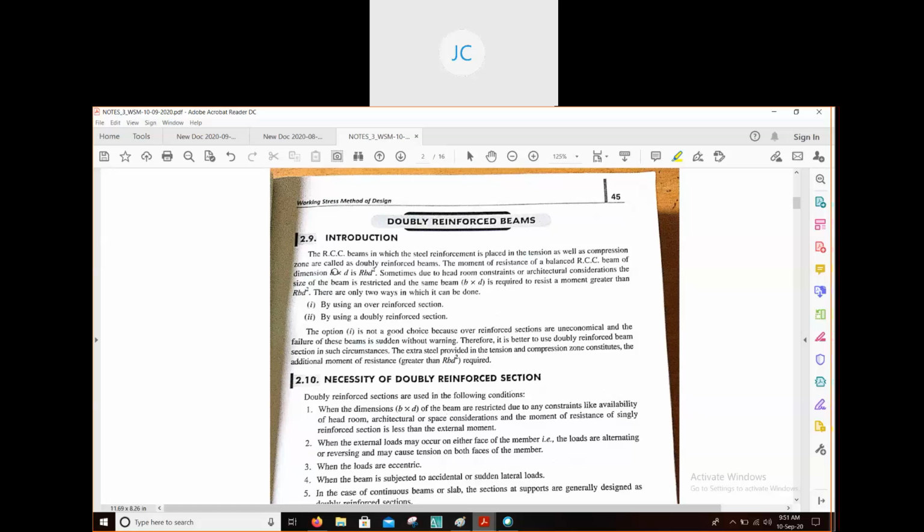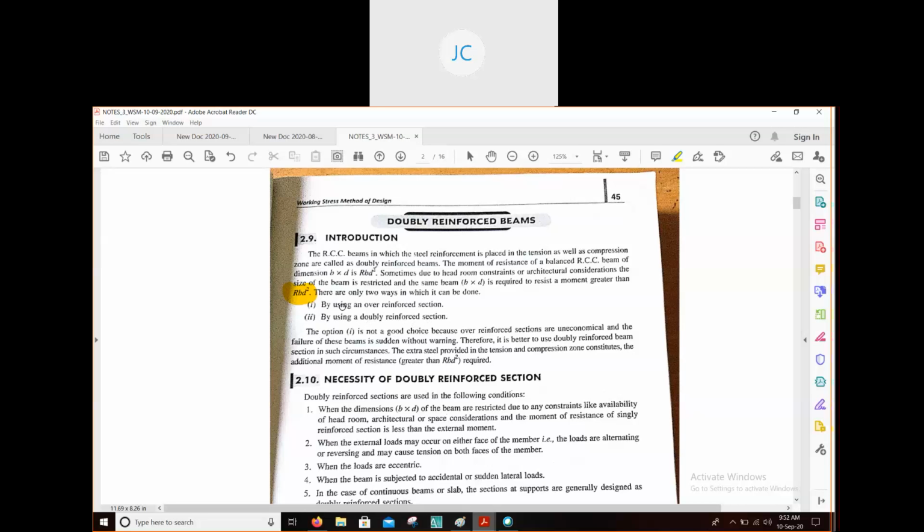If the dimension of the beam is B into D, this is the formula, RBD square. So sometimes what happens, due to headroom constraints or architectural configuration, the size of the beam is restricted and your beam might need to resist more amount of moment. So in this case, we have two options. Either we will use an over reinforced section or we will use a doubly reinforced section.